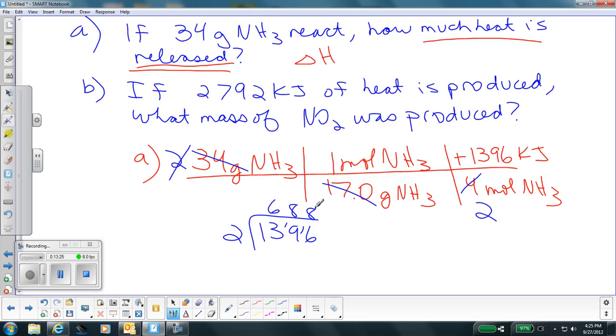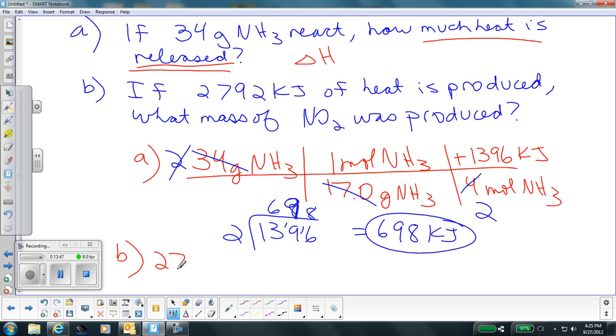Did I do that right? 6, 19, 8. Nope, this should be a 9. 18. Okay, we're good. So the answer would be 698 kilojoules. That is how much heat would be released if 34 grams of NH3 reacted. Now let's look at B.